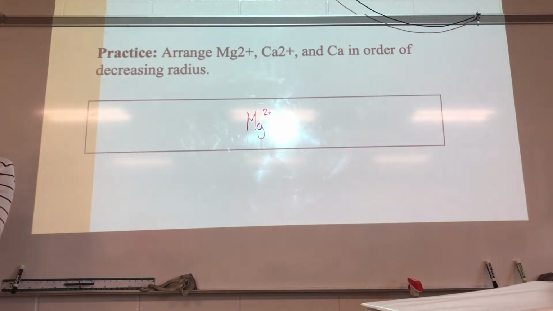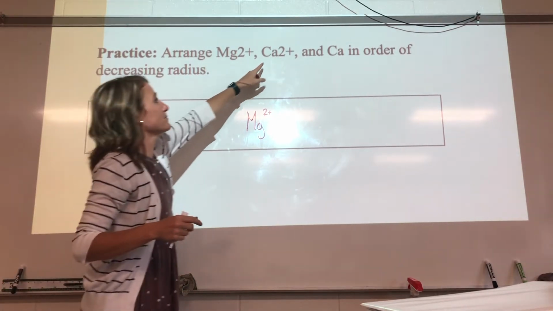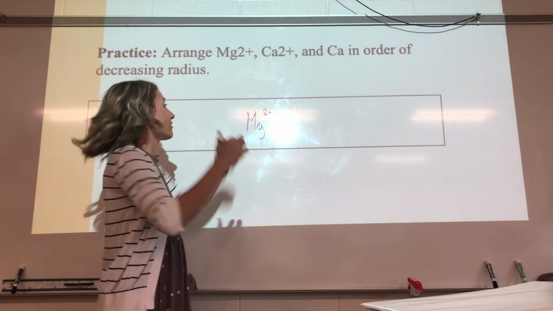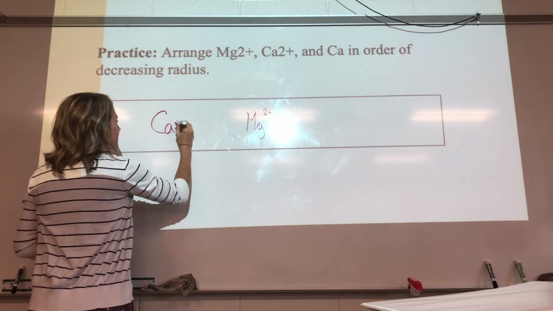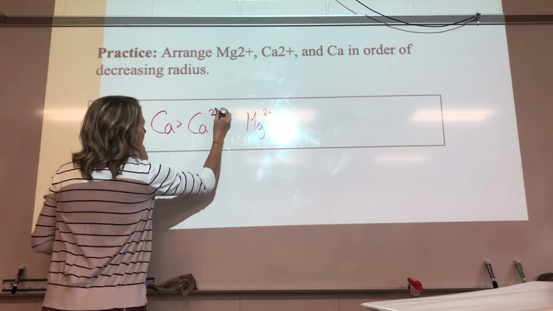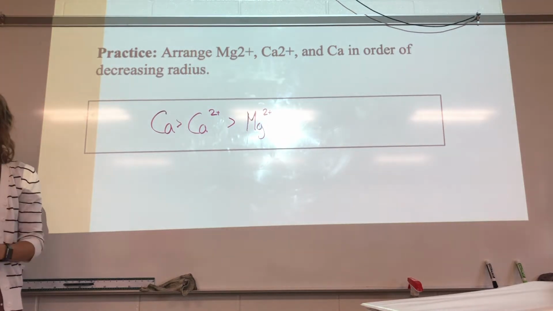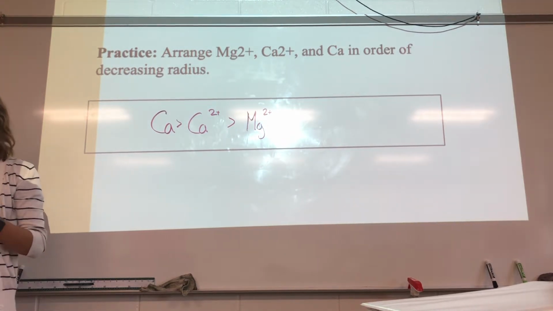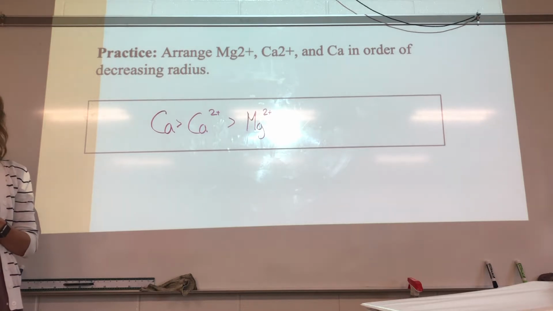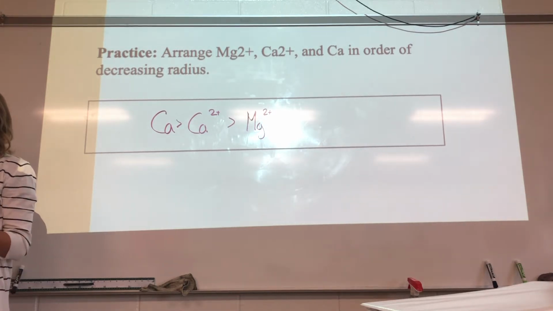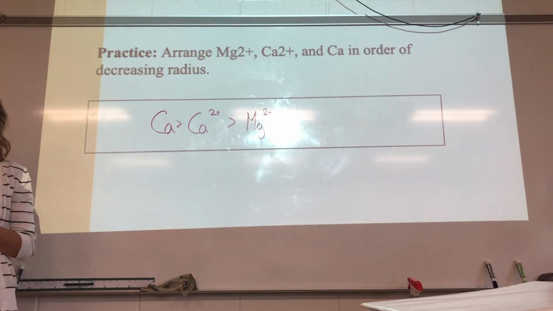Now, between calcium without a charge and calcium with a charge, we said that when something becomes positive, it's getting smaller. So you should have calcium is greater than calcium 2+, which is greater than magnesium 2+. Have a smiley face, everybody. Yes, I think you got it right. Questions on that? So that's our second trend, the ionic radius trend.